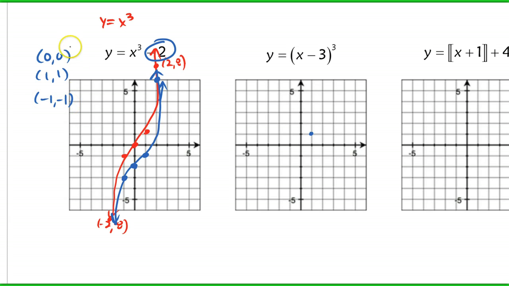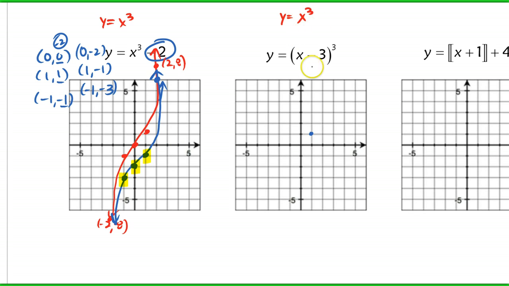Now all you're going to do is subtract 2 from each of the values in your y. So that's why we ended up at 0, -2. We ended up at 1, -1, and we ended up at -1, -3. So you can see that reflected here in each of those coordinates. Alright? Now, the second one here is also the mother function y equals x cubed.